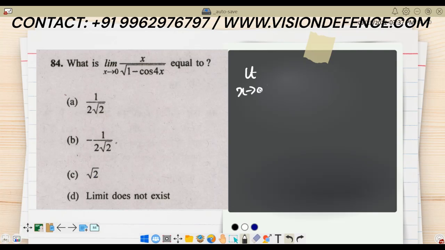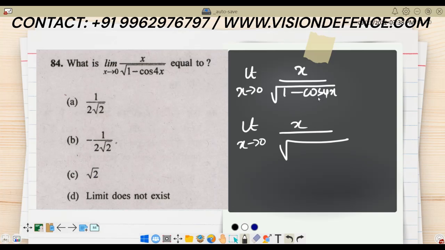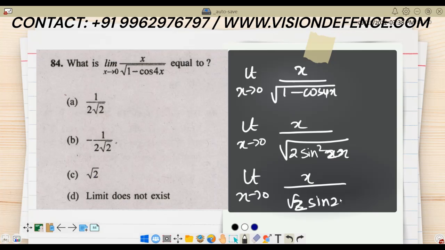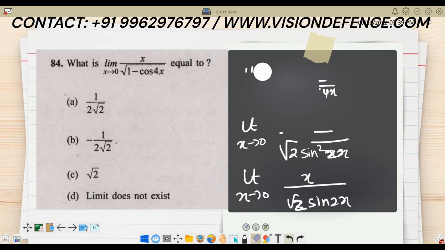Right, so limit x tends to 0, x divided by root of 1 minus cos 4x. So this is going to be 2 sine square 2x, right? Because 1 minus cos 2 into 2x. So limit x tends to 0, x by root of 2 sine square 2x, which is limit x tends to 0, x by root 2 sine 2x, is of course 0 by 0 form. We need to apply L'Hospital's rule.